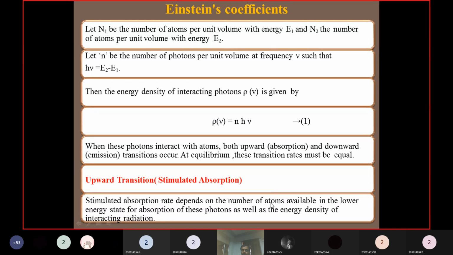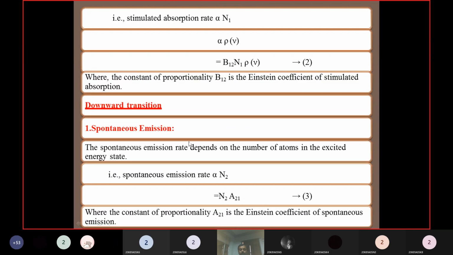So that rate of absorption depends on two parameters. Those are the number of atoms in the ground state as well as the energy density of the photon. Therefore, rate of absorption equals B12 into N1 into rho of nu. Okay, so this is the rate of absorption.